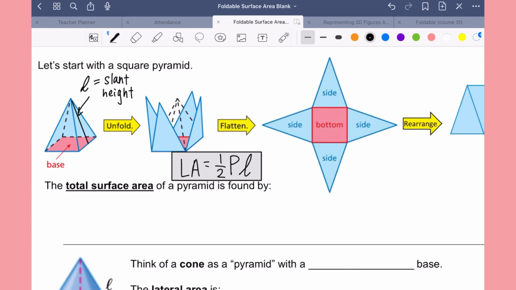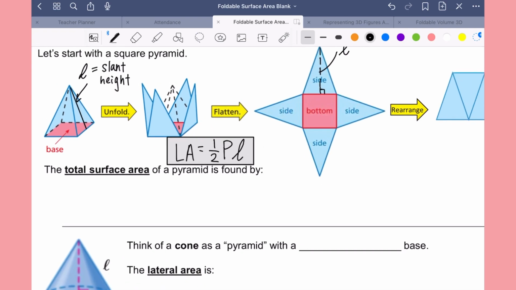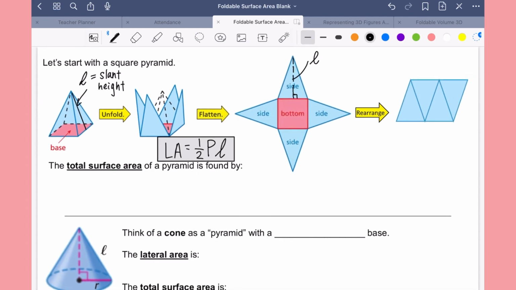And just so you can see the net of it, here is the slant height, and that is lateral area. So if we do the total surface area, we're going to follow the same concept of it being the lateral area. So just the walls. Remember, we don't include the base in the lateral area.